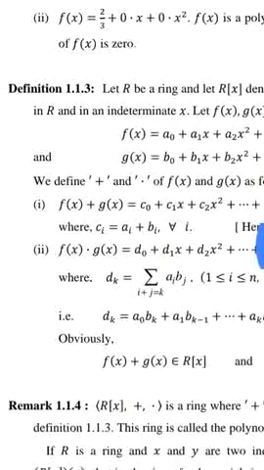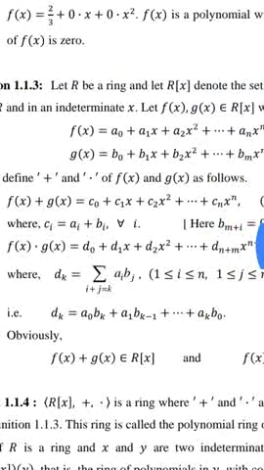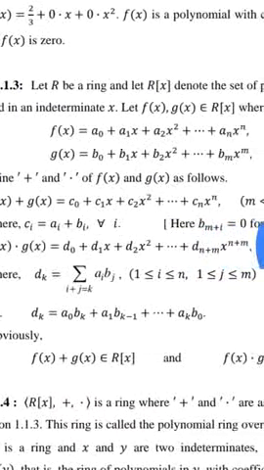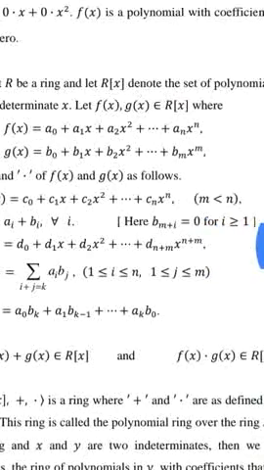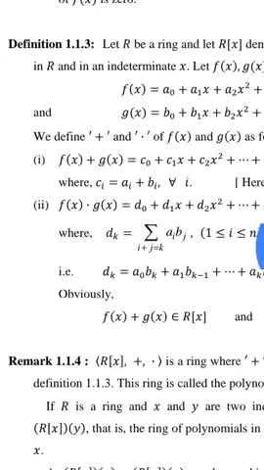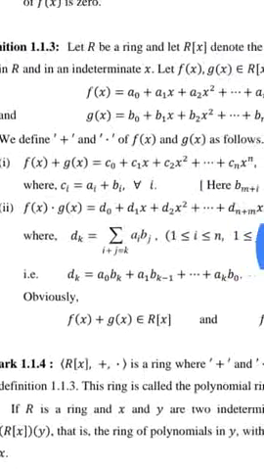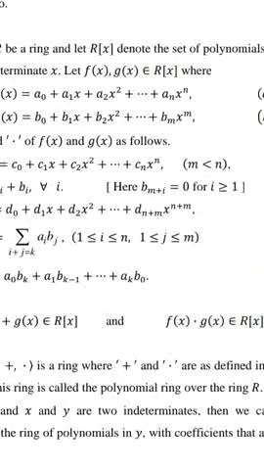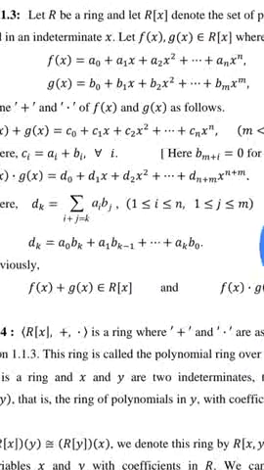We define addition and multiplication of f(x) and g(x) as follows. f(x) plus g(x) is equal to c0 plus c1x plus c2x² plus ... plus cn x^n, where n is greater than m, where c_i is equal to a_i plus b_i for all i. Here b_(m+i) is equal to 0 for i greater than or equal to 1.